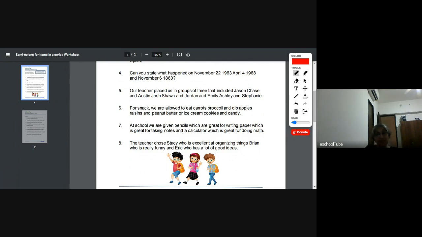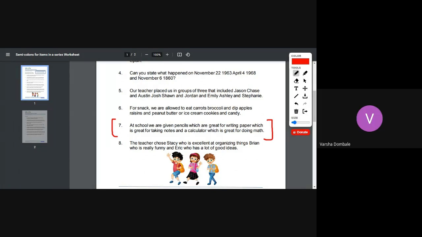This is a sentence similar to the one which Saksham had made. But all these have verb and subject also. At school, we are given pencils which are great for writing, paper. Miss, after notes, we will put semicolon.